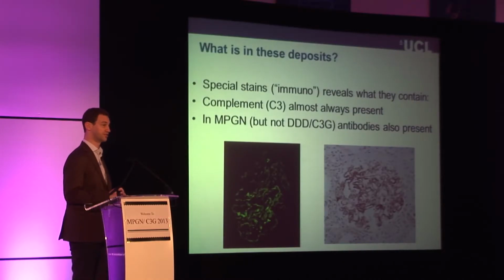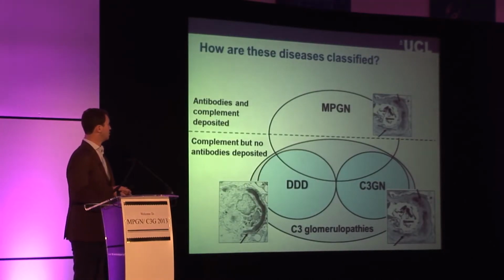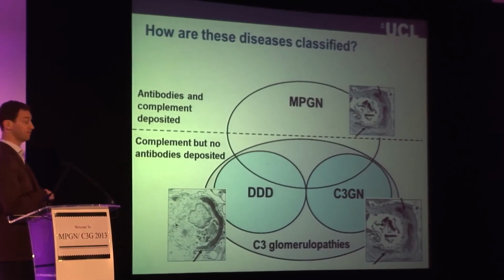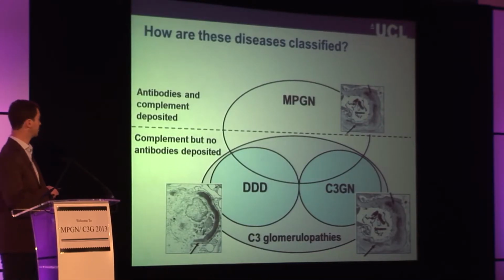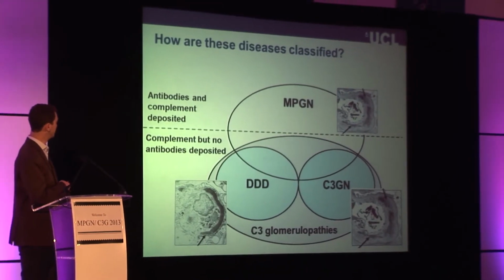But if you see complement there without antibodies, then you can't say that it's antibody production, that it's an infection or an autoimmune disease that's causing the kidney disease. It must be something wrong with complement itself that's causing complement to be deposited in the kidney. So that's led to us dividing up these kidney diseases according to what we think the likely cause is. So MPGN is really what the light microscopy looks like. Any of these diseases can cause those light microscopic appearances, and that's the sort of broad category. But the important thing is whether antibodies and complement are deposited.